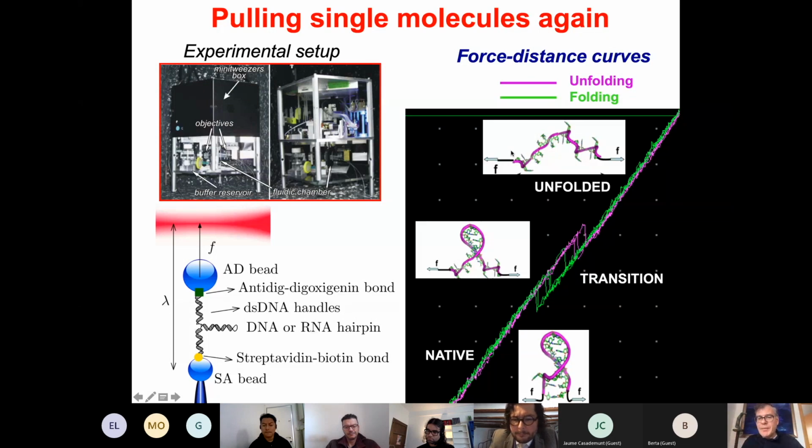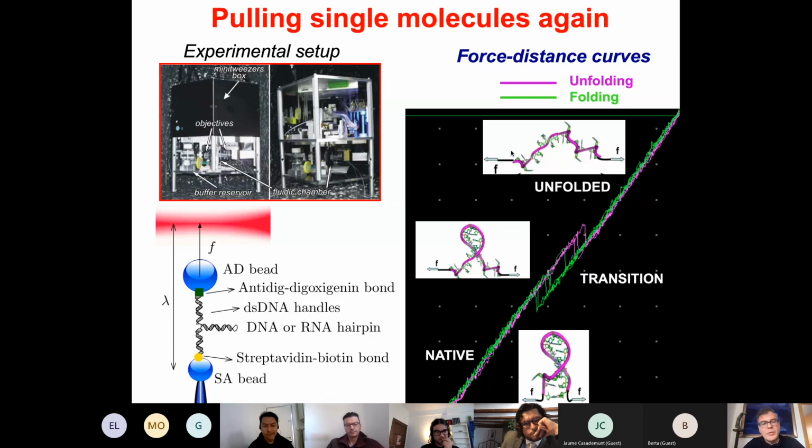Okay. Let me tell you that, coming back to pulling single molecules again, you can do very interesting things like not only measuring free energies, we can also measure enthalpies and entropies. So one thing that I will show you is some experiments we have done with proteins.